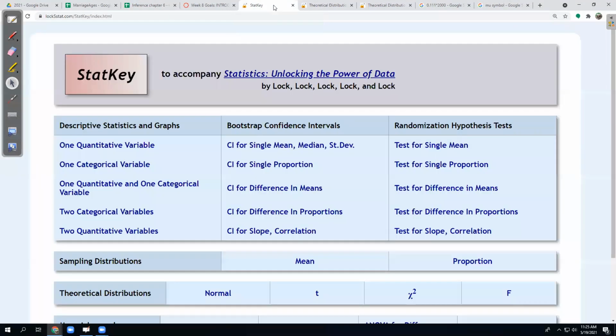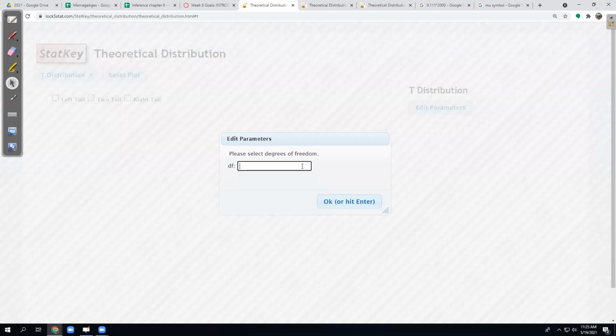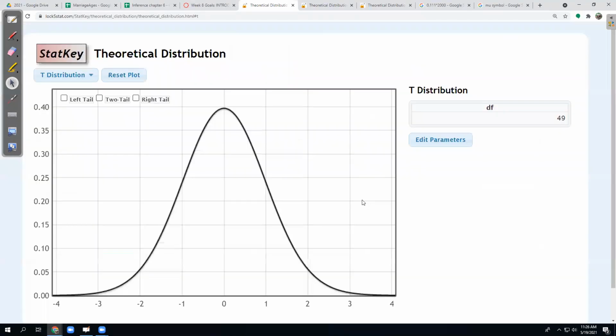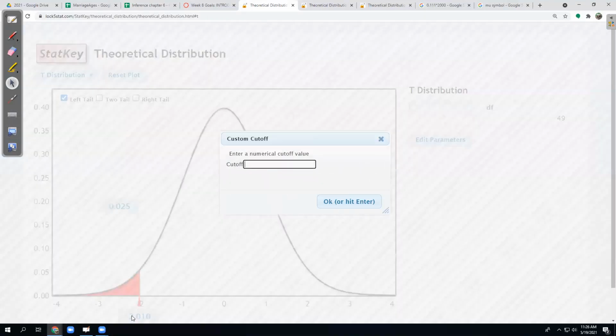So StatKey, theoretical T distribution. As soon as you open it, it says, hey, what's your degrees of freedom? That's n minus 1. So in this case, I would say 49. In here, you can't type 50 minus 1. It'll get confused. You got to actually do the math first, 49. And then in this case, I want to do a left tail, and then I come down here and enter my t-score, which I have to pre-calculate. So what was that, negative 3.14-ish?